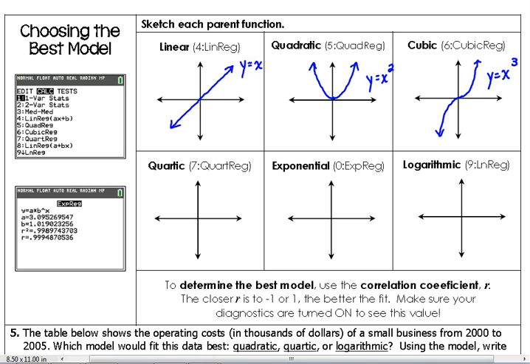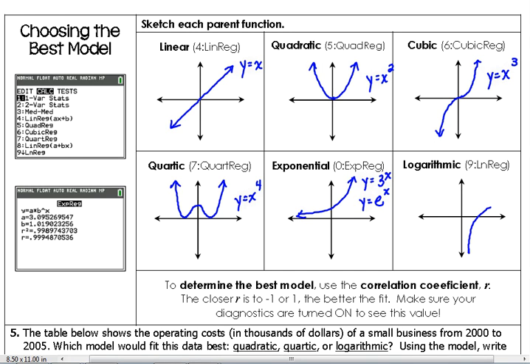Quartic, it looks kind of like your quadratic, but usually what happens is it looks kind of like a W instead of just a U. That would be x to the fourth. Quartic is fourth degree. And then our new ones are exponential. Like I wrote on the board, that could be something like 3 to the x, or it could be e to the x. Those are exponential.